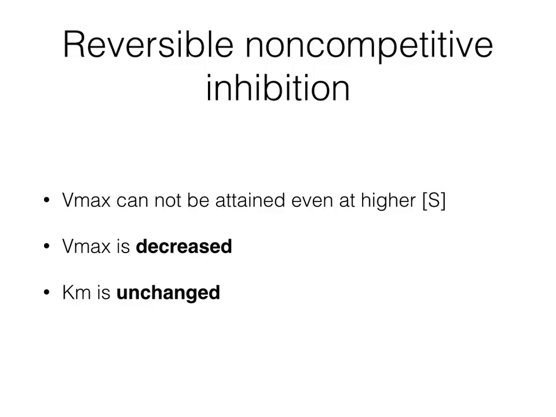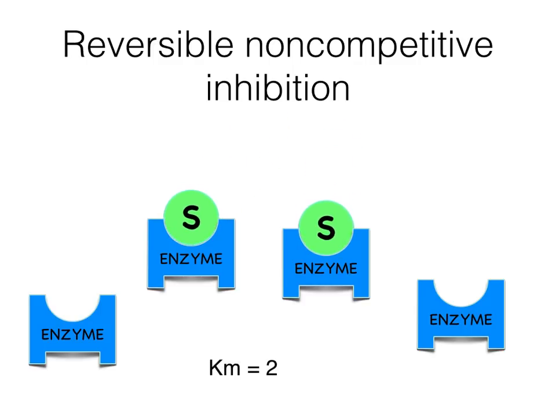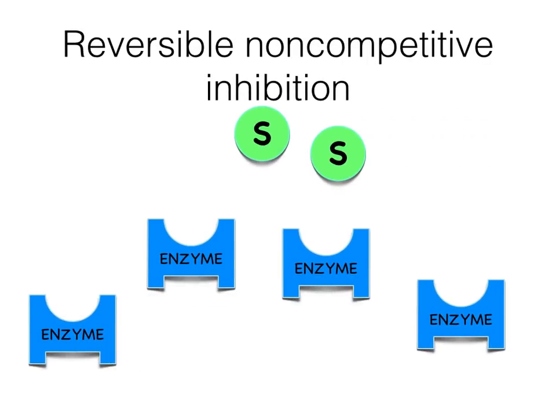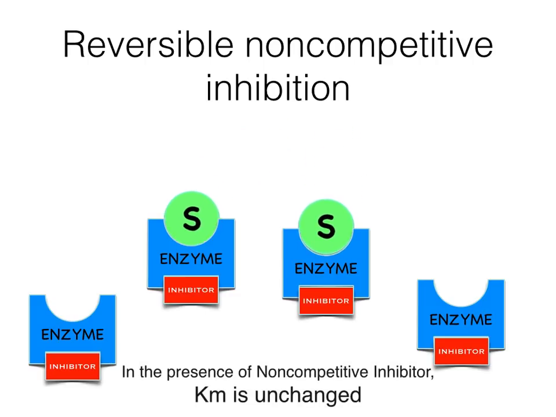So to recap, the Vmax cannot be attained even at a higher substrate concentration. So we say that the Vmax is decreased, whereas the Km is unchanged. So the question is, why is the Km unchanged? We did define the Km as the amount of substrate that can fill up half of the enzyme binding sites, the active site. So in this example, we have a Km of 2. Now let's introduce an inhibitor that binds to the allosteric site. Even in the presence of the inhibitor, the original 2 substrates are still capable of binding to the enzyme, so the Km is unchanged.